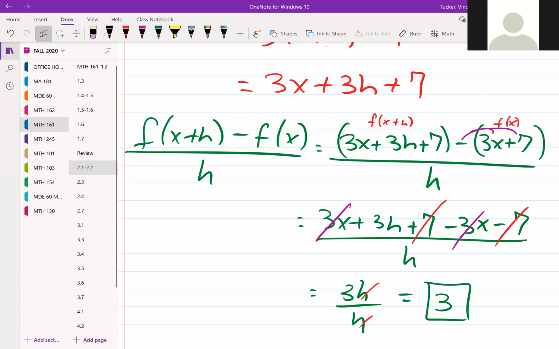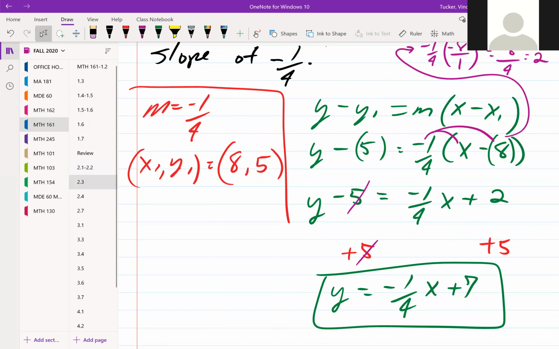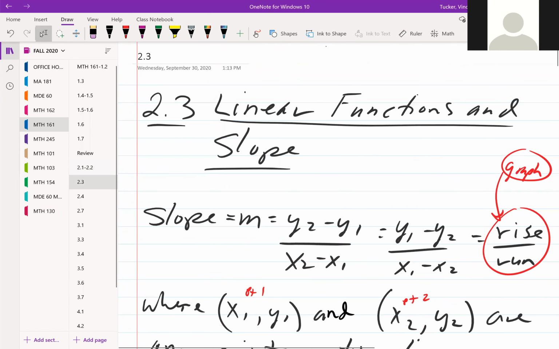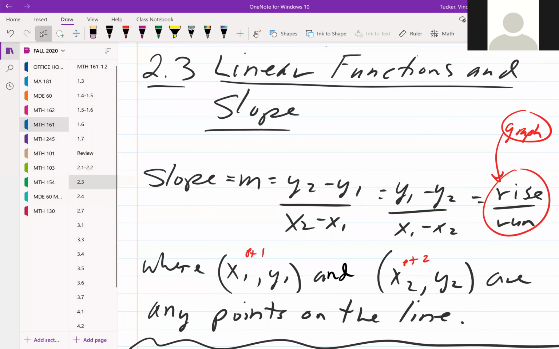So let's look at the difference quotient, not the difference quotient, 2.3. That was it for 2.2. So now we're looking at 2.3. Looking at linear functions and the slope.